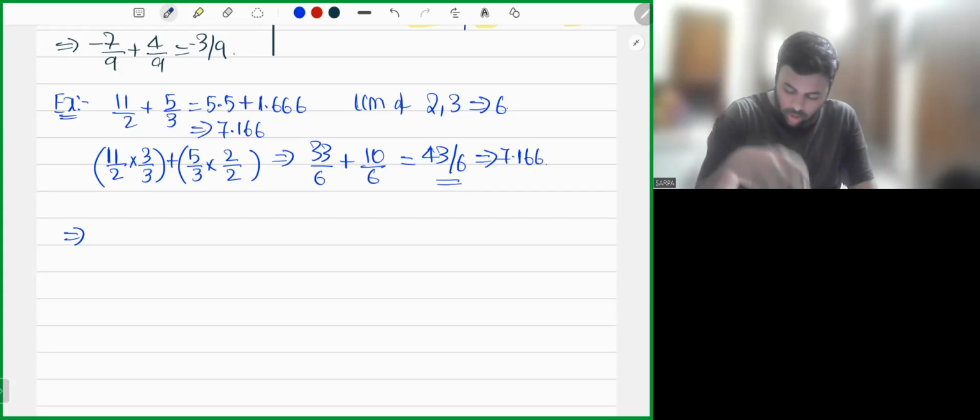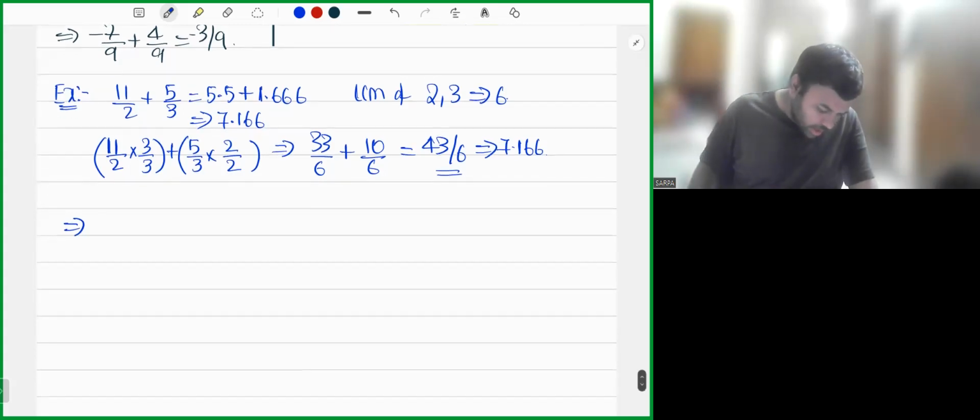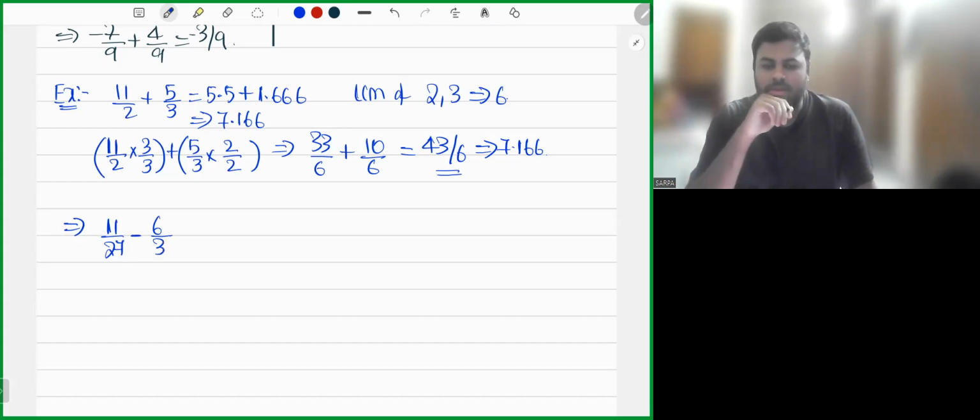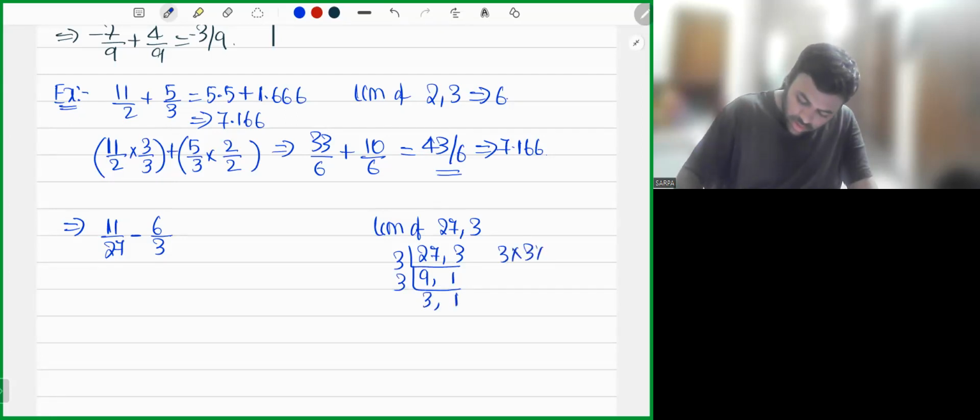Even 43 by 6 is also 7.166. Okay, sometimes in the options, 43 by 6 will be given. Sometimes 7.166 will be given. Anyway, you should be in a position to do it. Next step. I'm having like this: 11 by 27 minus 6 by 3. Are they like fractions or unlike fractions? They are unlike fractions. So let us take the LCM of 27, 3. 3 9s 27, 3 1s 3. 3 3s are 9, 1 is as it is.